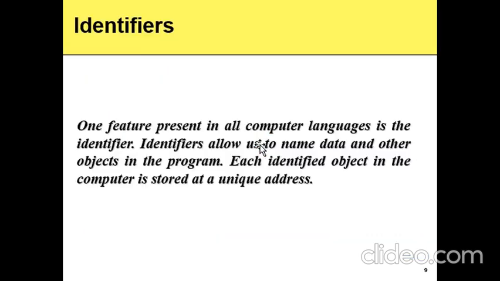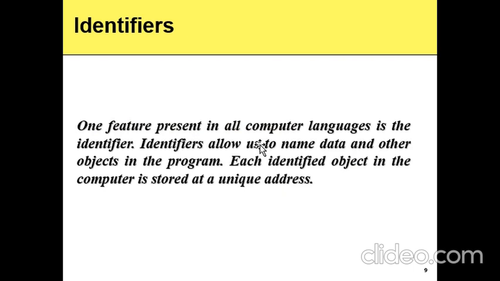Next, variable. What is a variable? A variable means the name of a memory location. At a time, only one value can be initialized to the variable; we cannot assign multiple values, because we declare only one variable.